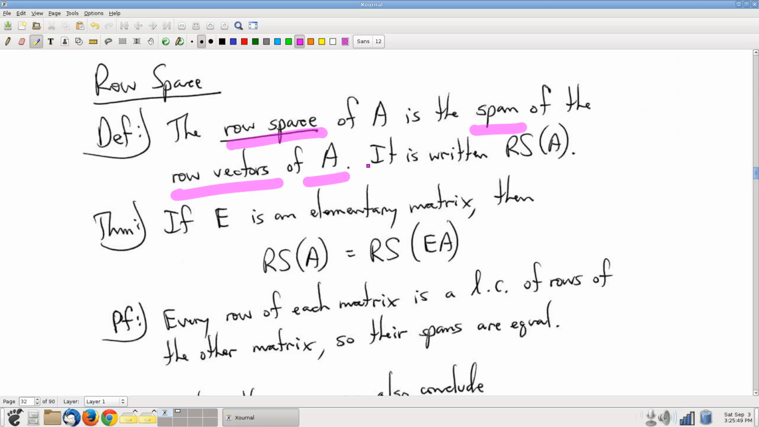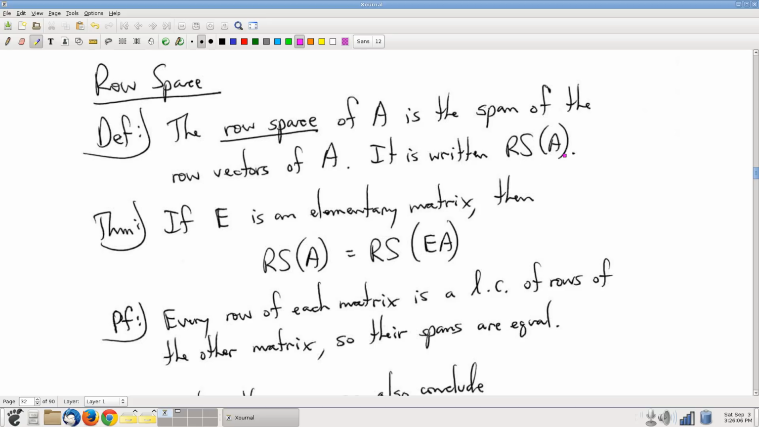So we look at these row vectors for a given matrix, consider them as vectors, look at the span, all possible linear combinations of those row vectors. That is called the row space, and we denote that with this notation RS for row space.